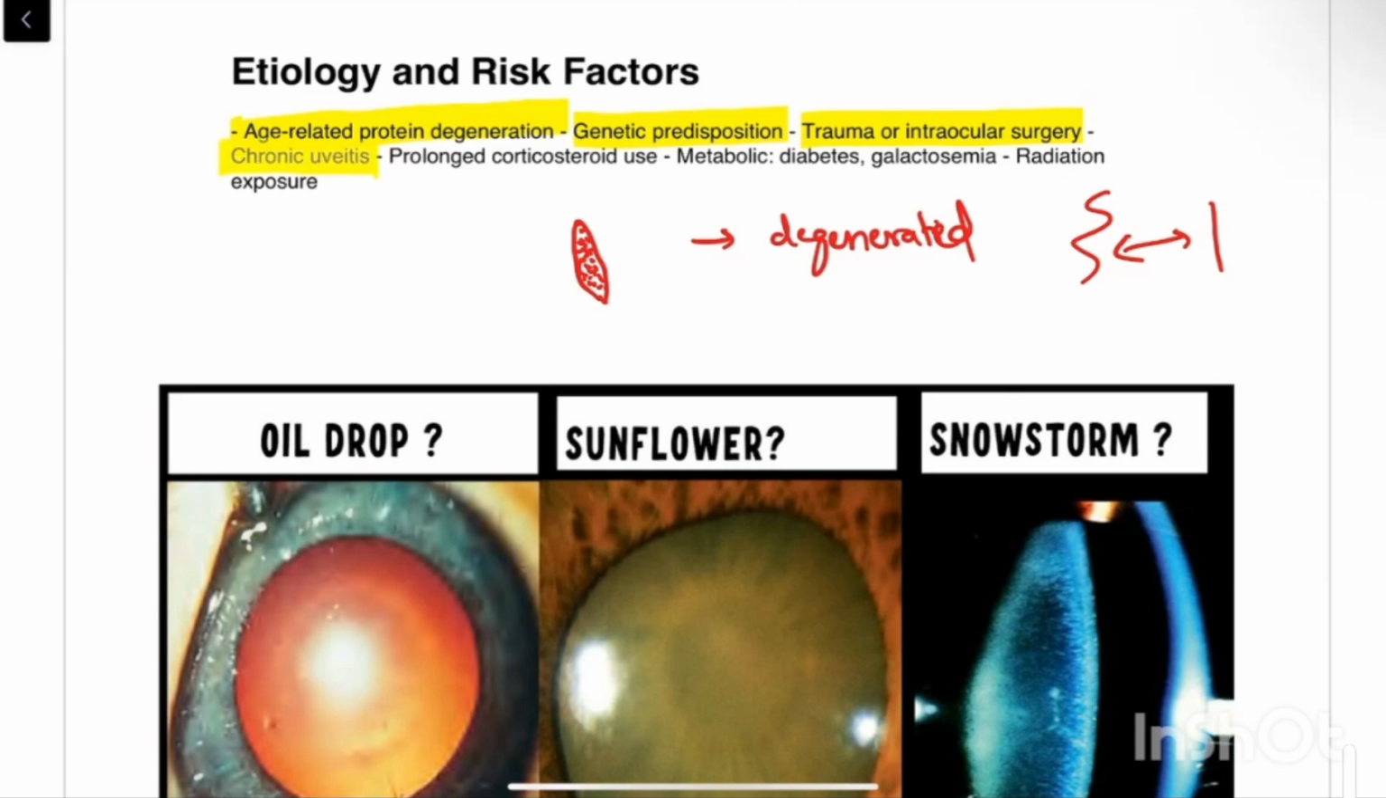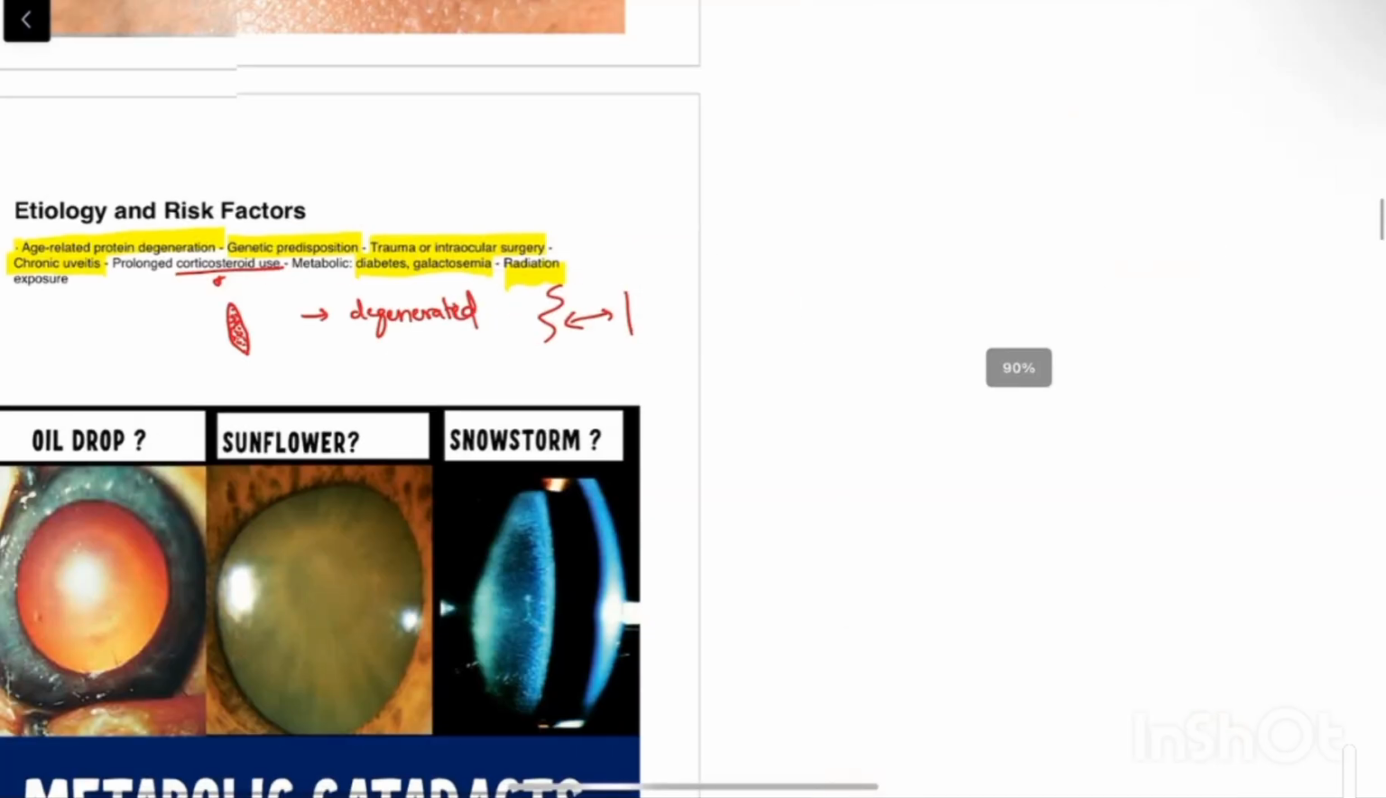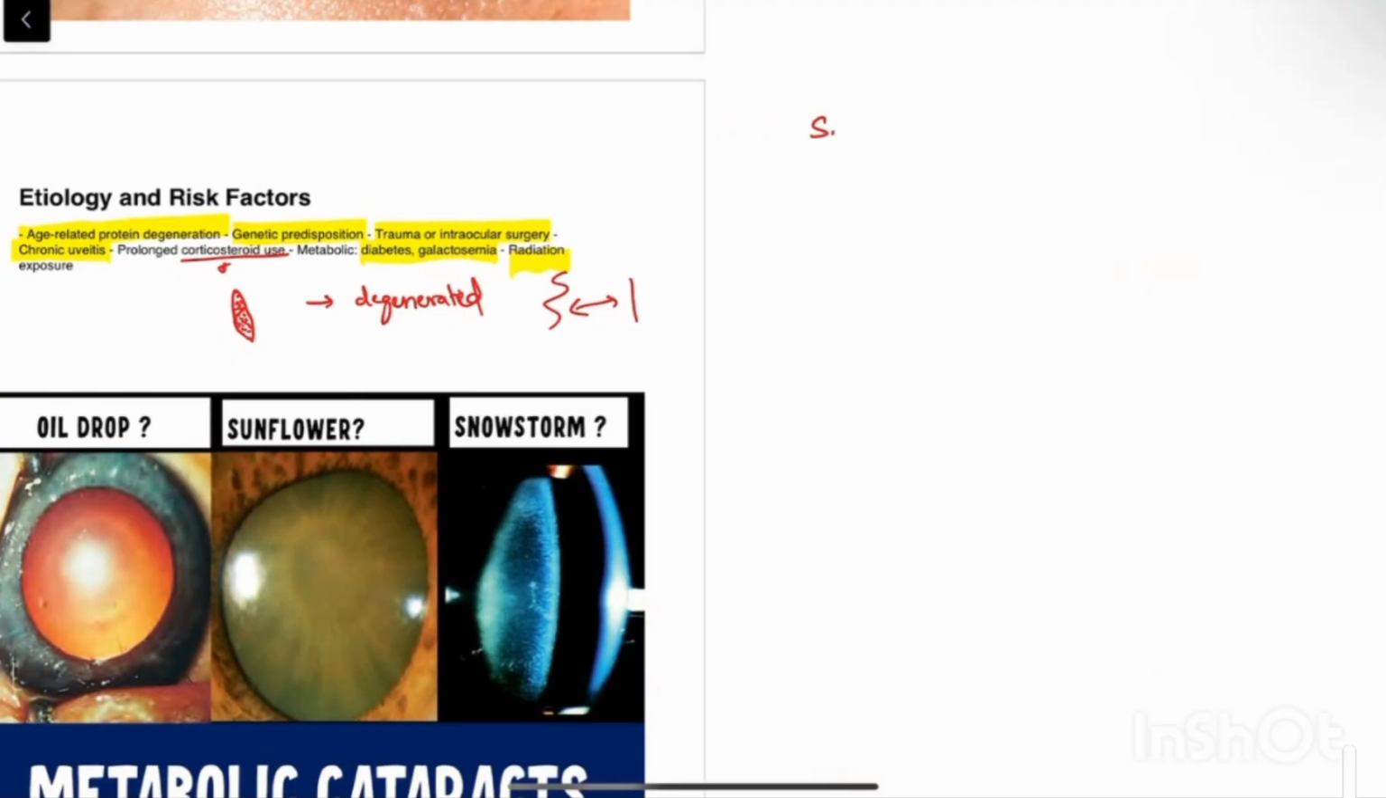Other than that, chronic inflammation like chronic uveitis and prolonged use of corticosteroids, along with some metabolic causes like diabetes and galactosemia, and also radiation exposure. So I have discussed everything. The most common cataract is senile cataract, and for that reason age-related protein degeneration is the most common cause.